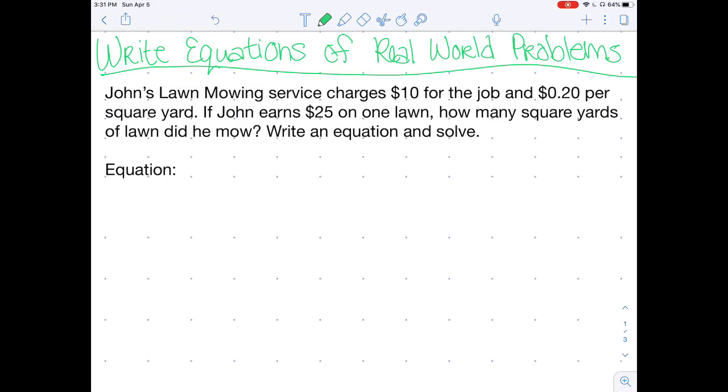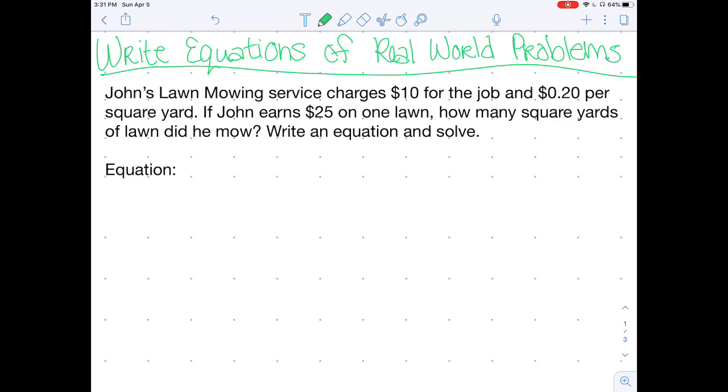Okay, writing equations for real world problems. We're going to look at the pattern, figure out what's going on, and then try to write an equation that could solve our problem. So, John's lawn mowing service charges $10 for a job and 20 cents per square yard. If John earns $25 on one lawn, how many square yards of lawn did he mow? Write an equation and solve.